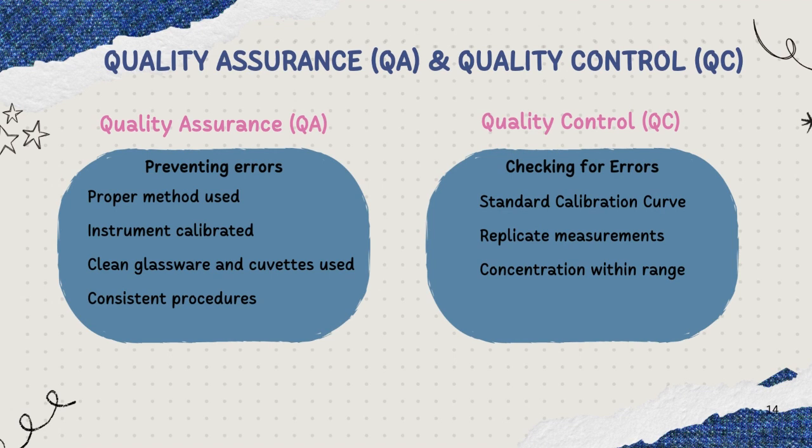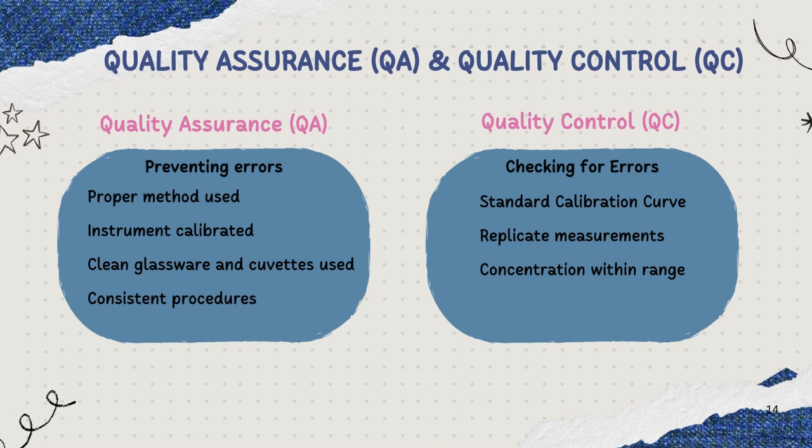Lastly, quality assurance, or QA, focuses on preventing errors throughout the procedure. One of the main QA steps we took was using a well-established and validated method. We also ensured that the spectrophotometer was properly calibrated before use. This involved preparing a blank solution containing only the reagents with no phosphorus to zero the instrument and eliminate background interference. Additionally, we used clean cuvettes and followed a consistent procedure for preparing standards and samples to minimize variability and human error. Moving on to quality control, or QC.